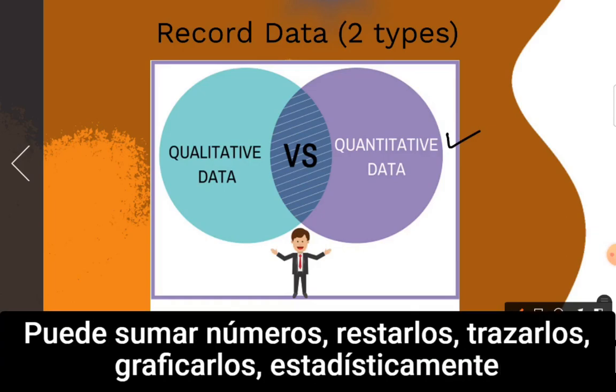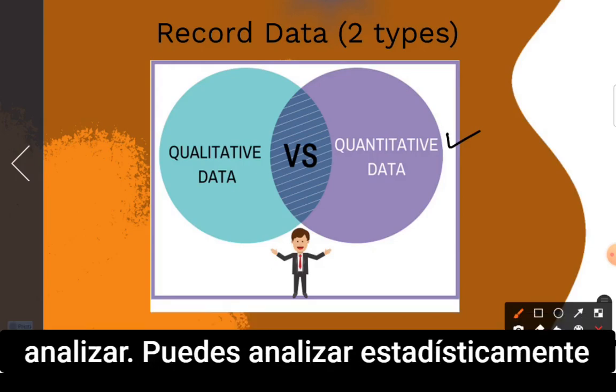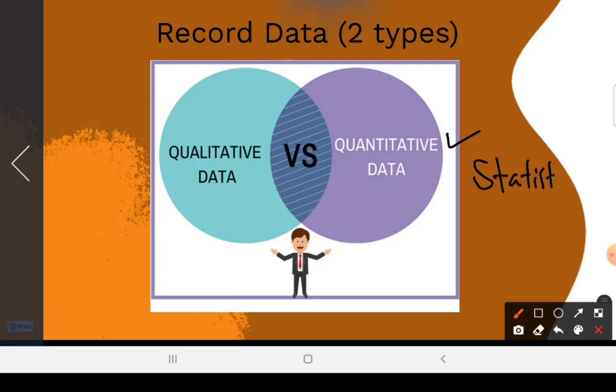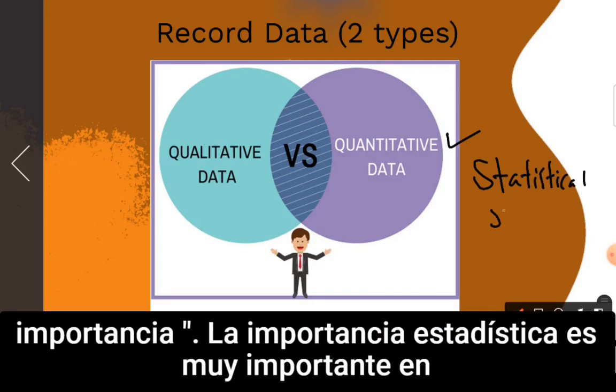They're numbers. You can add numbers, subtract them, plot them, graph them, statistically analyze them. And you can create what's called statistical significance. Statistical significance is very important in science.